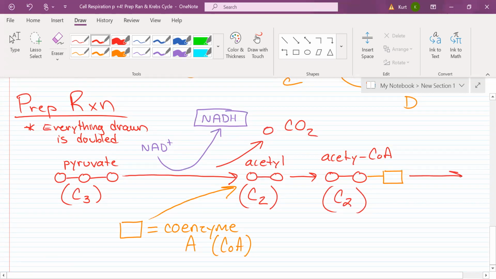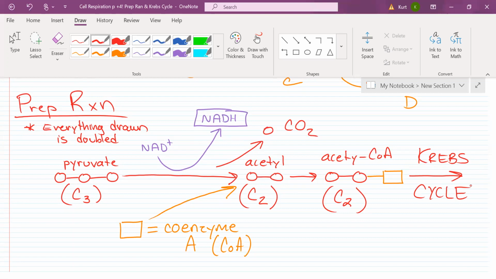And after that, we're going to get into the Krebs cycle, which we'll draw momentarily. But that's it. That's the entire prep reaction. You basically just catabolize pyruvate from a C3 molecule to a C2 molecule. You got rid of 1 carbon dioxide, and you made 2 carbon dioxides, and a couple of NADHs as well.